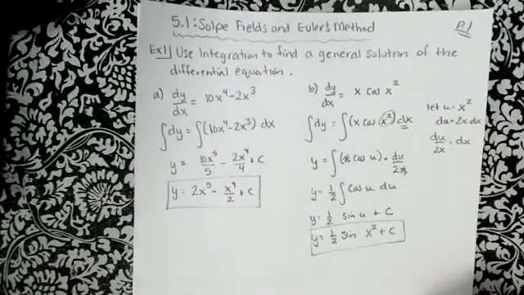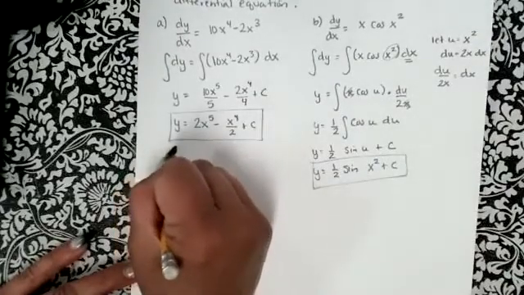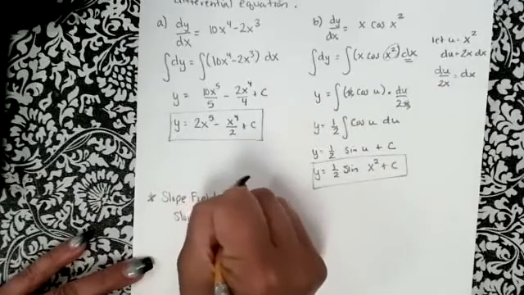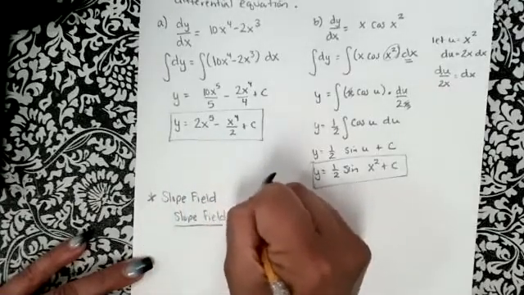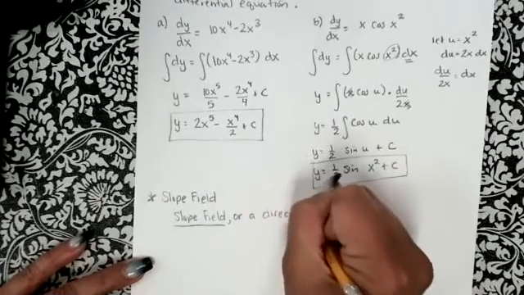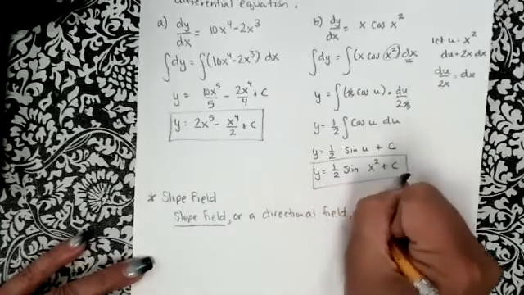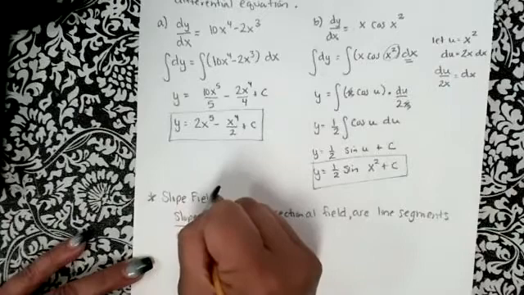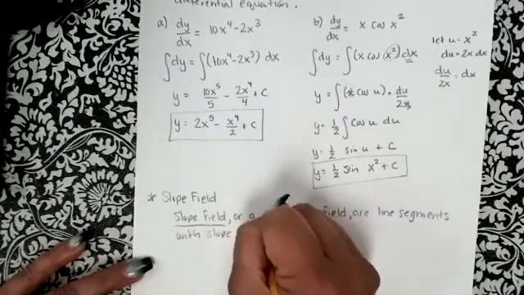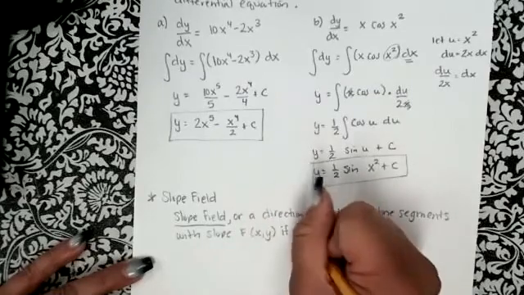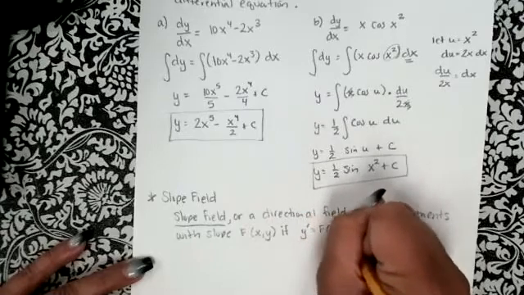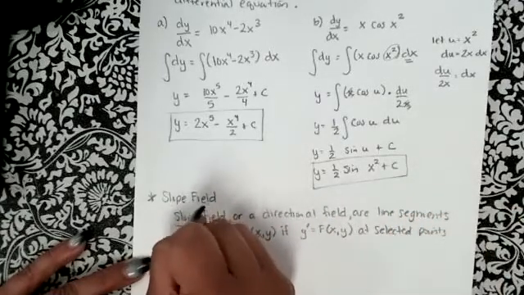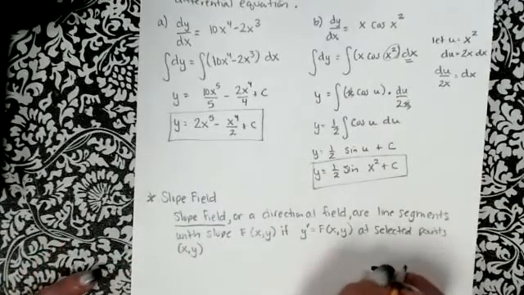Next, we're going to get into slope fields. A slope field, or a directional field, are line segments with slope f of x, y, if the derivative is equal to f of x, y at selected points x and y. Basically, each point on the graph is going to have some type of slope.